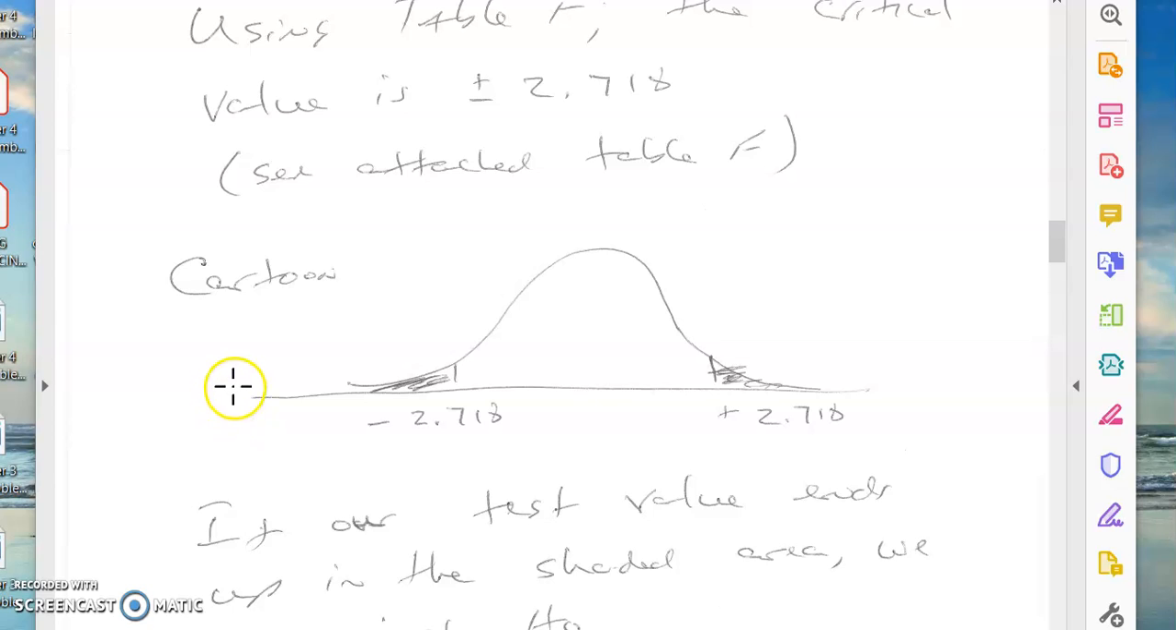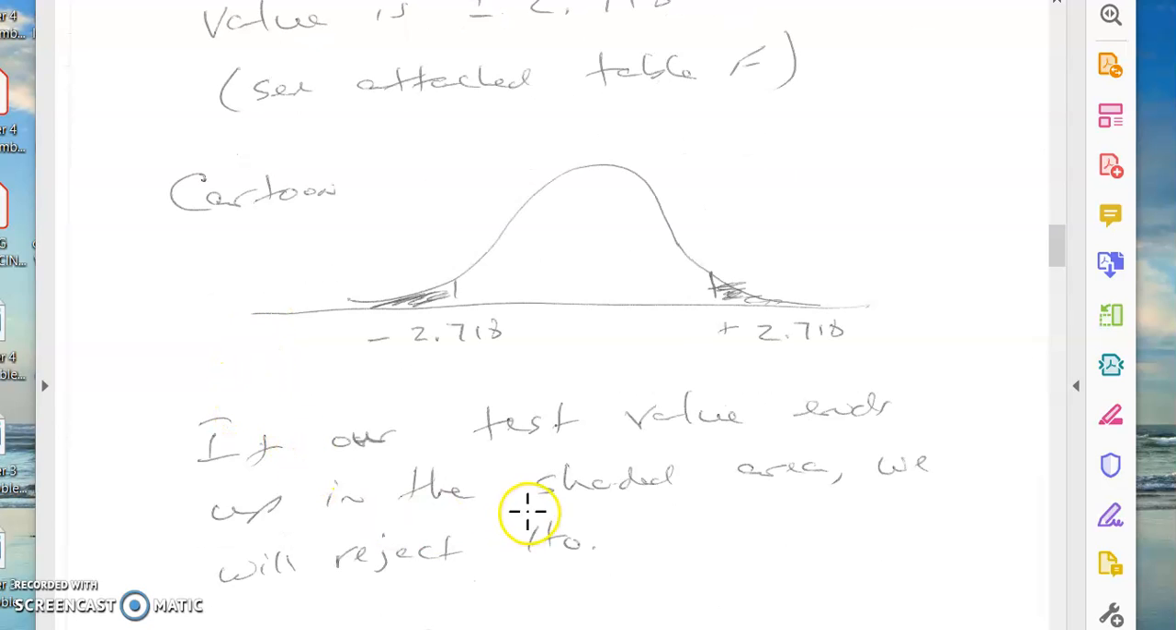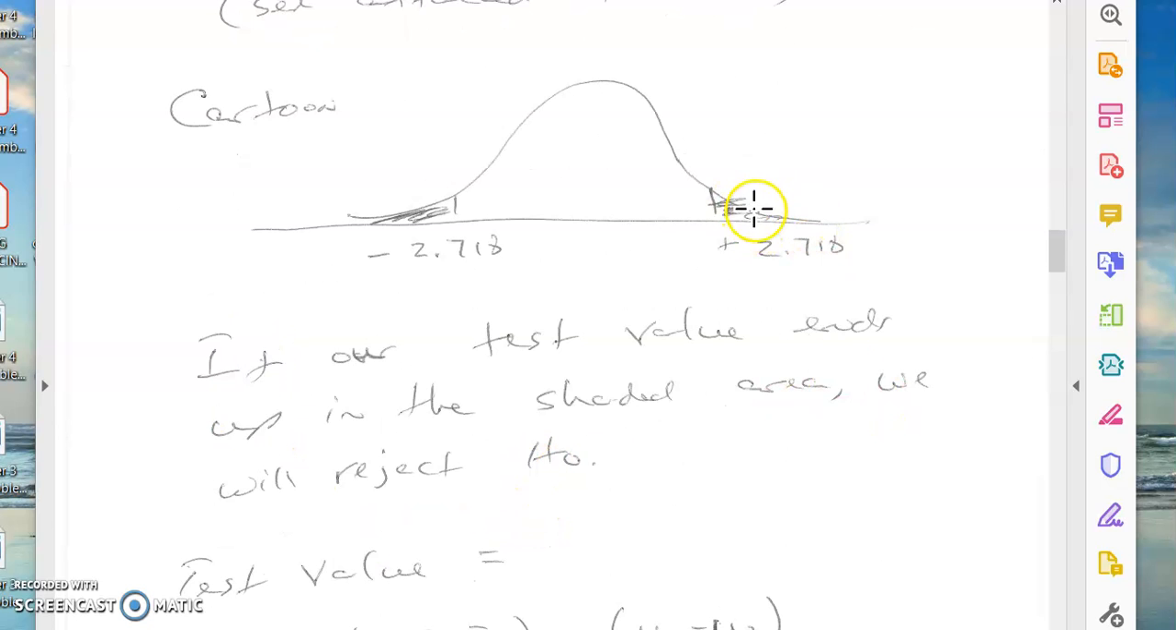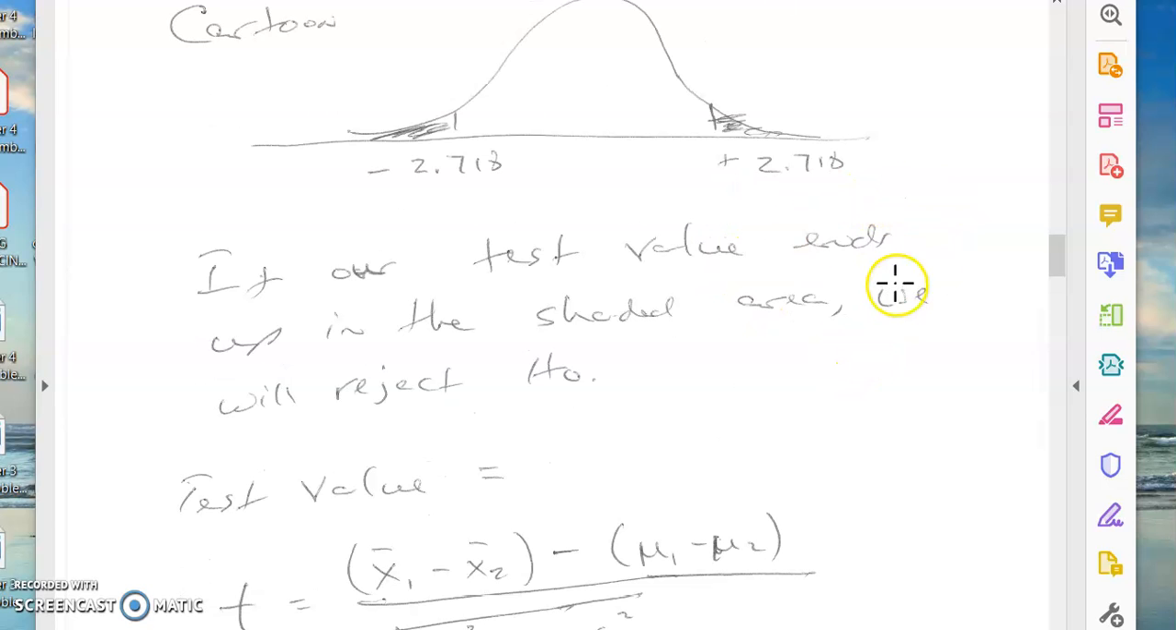I urge you very strongly, draw these cartoons. It will help you understand what's going on. If our test value ends up in the shaded area, this is a critical value, these two numbers, plus or minus 2.718. The critical area is this area beyond the critical value. So if our test value ends up in the shaded area, we will reject the null hypothesis.